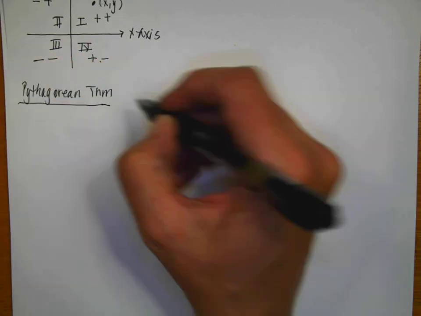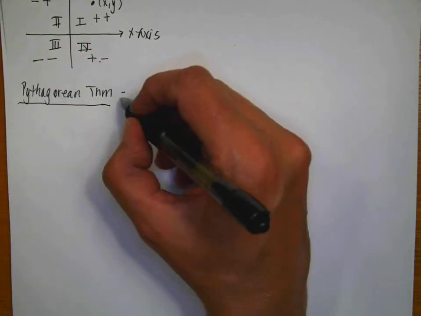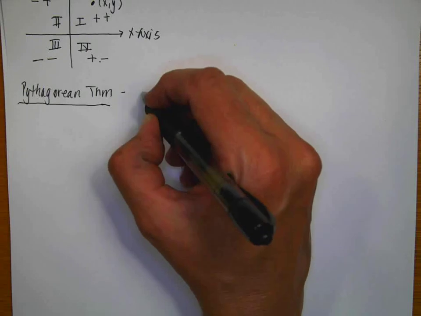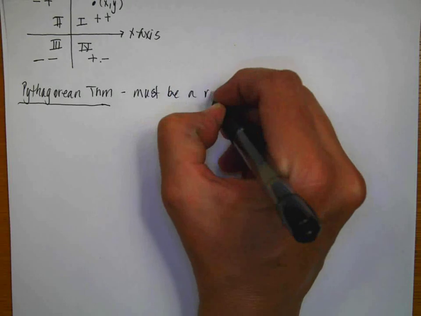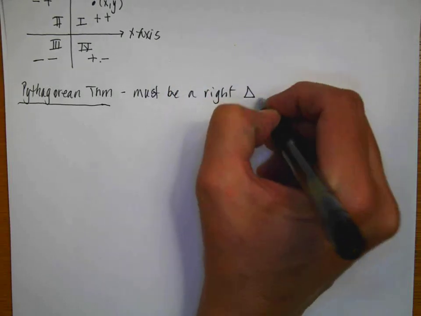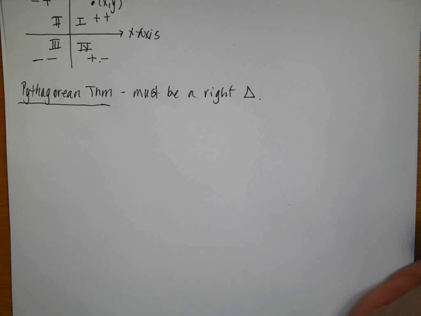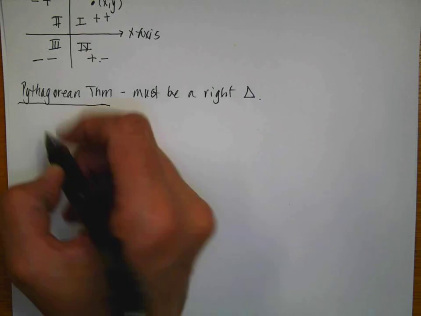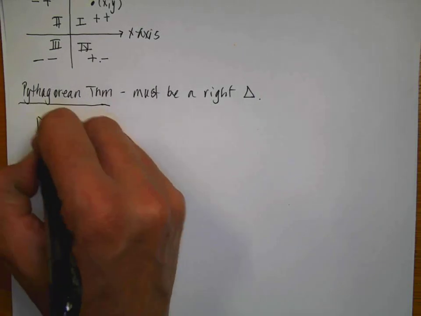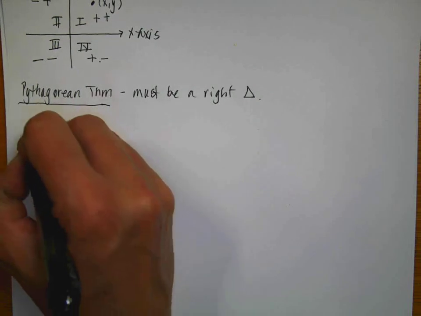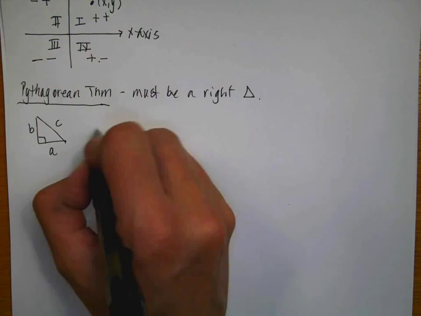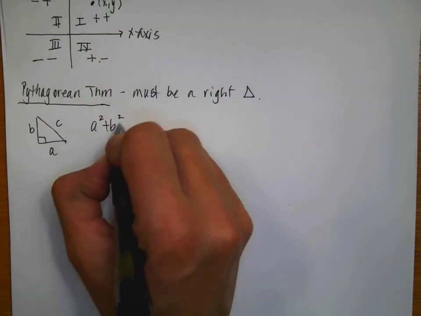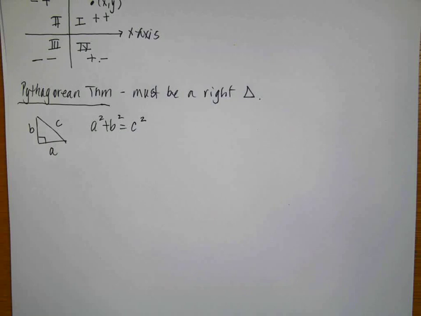All right, the thing that you need to remember about the Pythagorean Theorem is that it must be a right triangle. So you can't do math with the Pythagorean Theorem unless it is a right triangle. And if you'll remember, so there's our little right triangle. We have a leg, and the hypotenuse. So the Pythagorean theorem says that a squared plus b squared is equal to c squared. And you've been doing this for a long time, so I won't spend much more time on it.